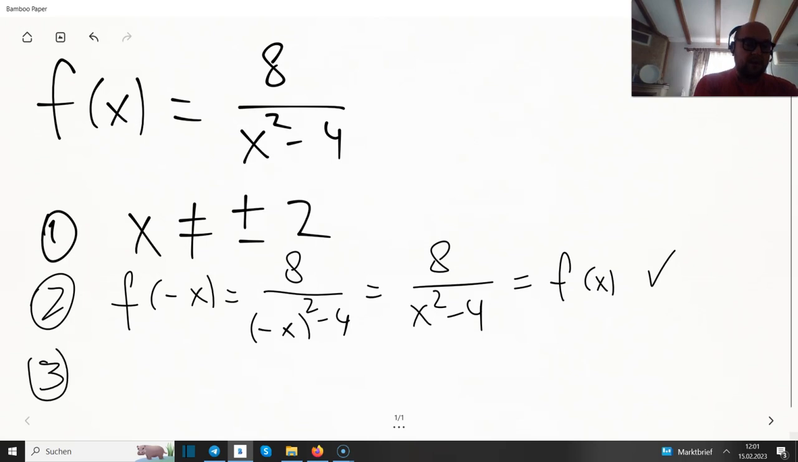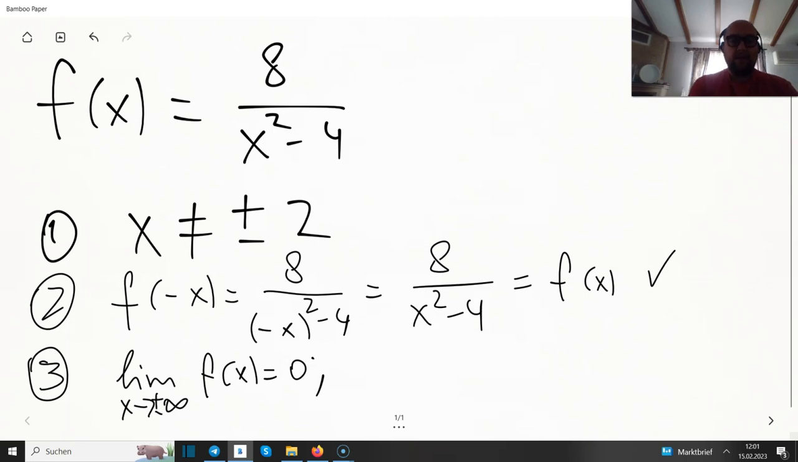Number 3. Well, here we have to deal with infinity, of course. So limits x towards infinity. Obviously, the denominator is winning clearly, so it's going to be 0. And because of the symmetry, I also have plus minus in both cases 0. That's it. But what's happening around 2 and minus 2?